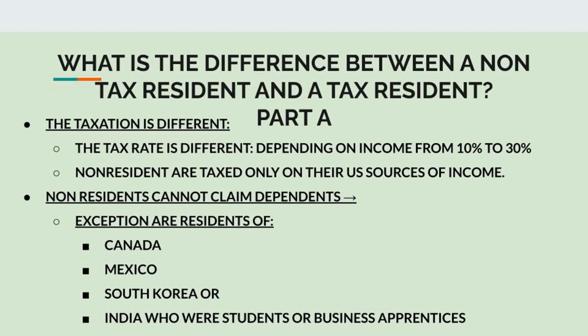Also, non-residents are taxed only on U.S. sources of income, whereas residents are taxed on global sources of income. Non-residents also cannot claim dependents. So if you happen to have a child that lives with you as a derivative of your F1 visa, for instance, you cannot claim them in your taxes. The only exception is if you, as a taxpayer, happen to be a resident of Canada, Mexico, South Korea, or India who was a student or business apprentice in the United States.